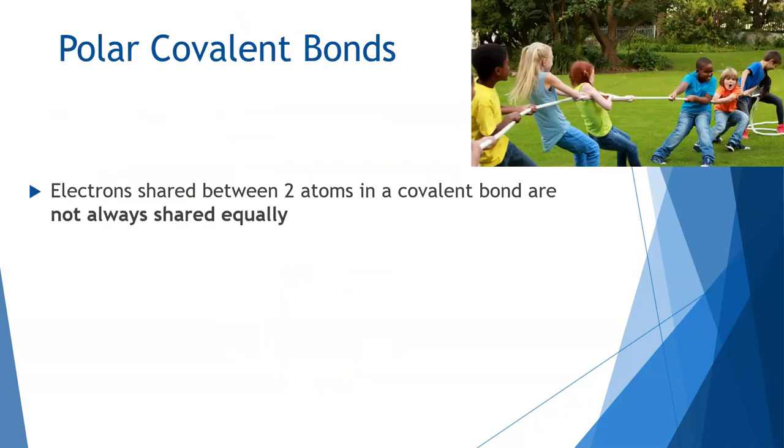So polar covalent bonds, I'm going to give you a hint. If you have a polar covalent bond, that means you have uneven sharing. So anytime you see covalent, that means you know there's going to be some electrons that are shared between the 2 atoms. But polar means there's going to be an uneven sharing between those 2 atoms. So there are reasons as to why those electrons are not shared equally, and let's look at them.